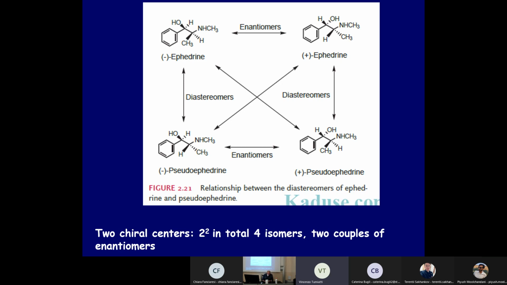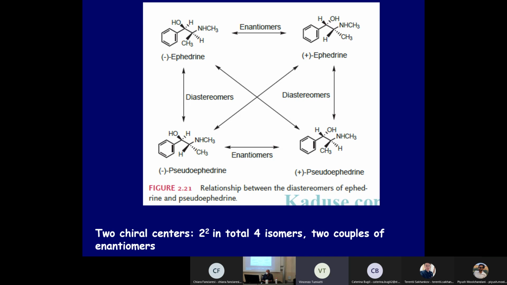Diastereoisomers have different chemical physical properties. This means that it is easier to separate diastereoisomers from enantiomers because they have different solubility, different physical chemical properties, different Rf on the chromatography, and so on, different retention time, what you want.